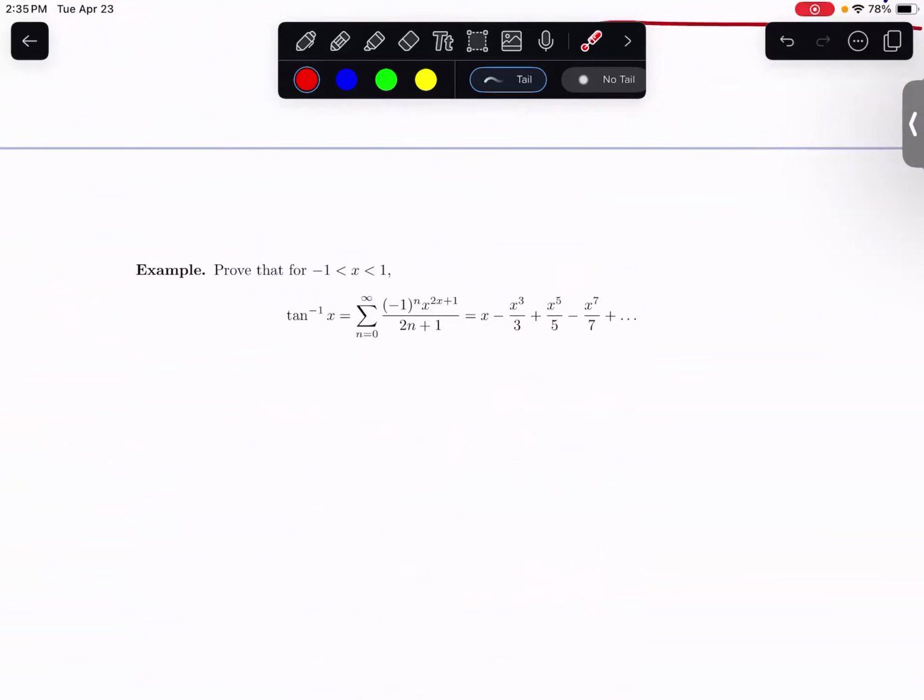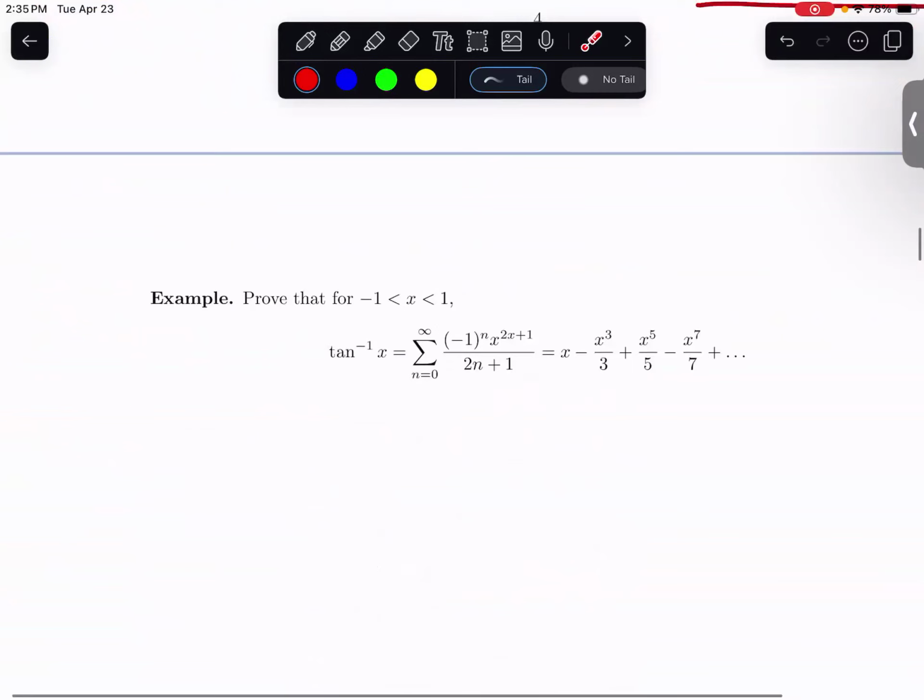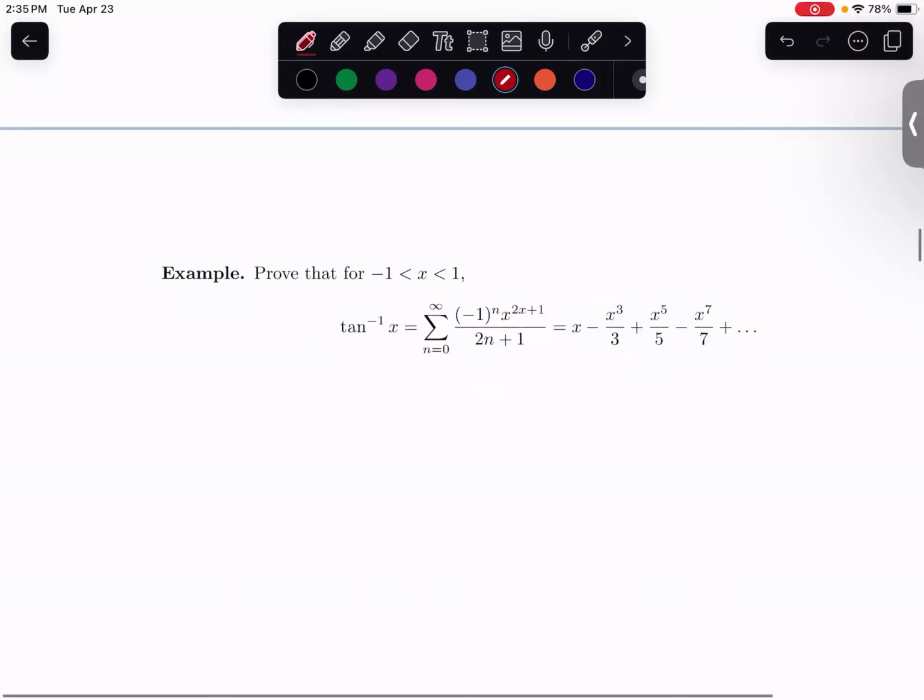So for this one, it wants you to find the power series of inverse tangent. It wants you to show that inverse tangent of x ends up being the following, which is equal to x minus x cubed over 3 plus x to the 5th over 5 minus x to the 7th over 7. And we'll find another way to derive this later on, but I think this is the easiest way of deriving this power series.